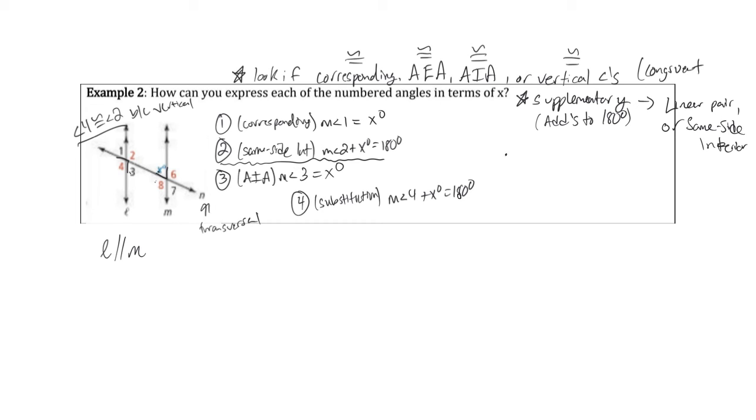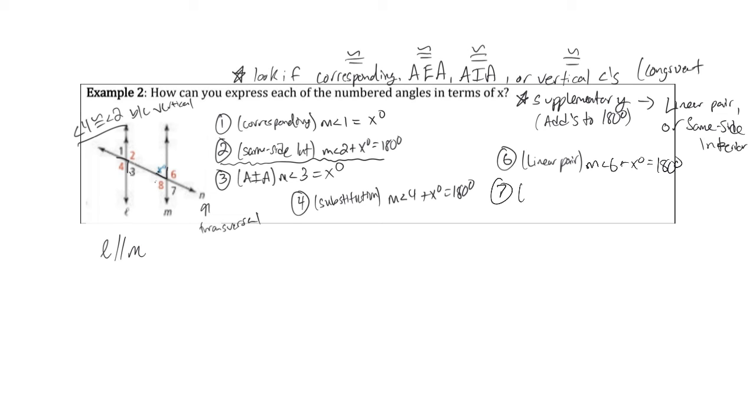All right, so number 6. Same thing. We don't have an exact relationship for them. They're next to each other, but we do know they make a linear pair. And if we have a linear pair, they're supplementary. So we can add the measure of angle 6 to x degrees, and we get 180 degrees because they're a linear pair.